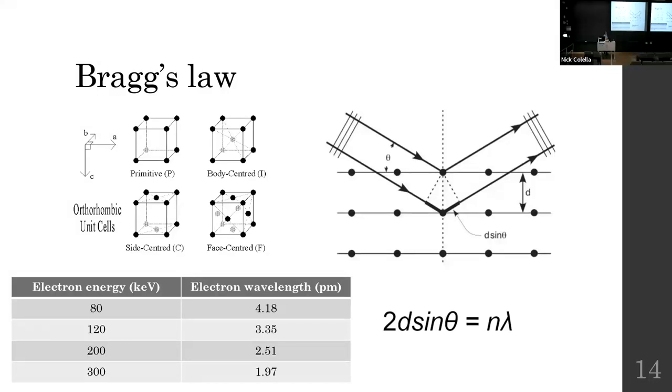So we can use Bragg's law if we measure the angles which are coming out of the sample, and we know the wavelength of the microscope because we can look it up in this table, then we can figure out this d spacing, which is something we're looking to figure out when we do electron diffraction.